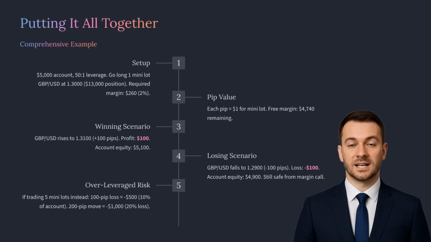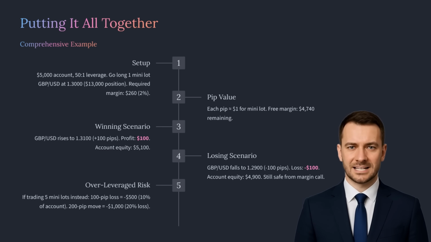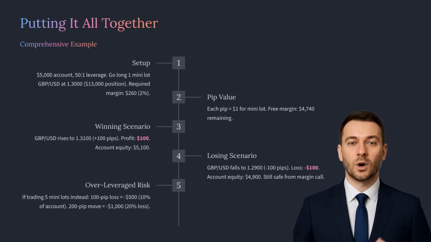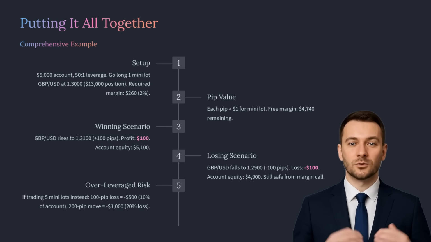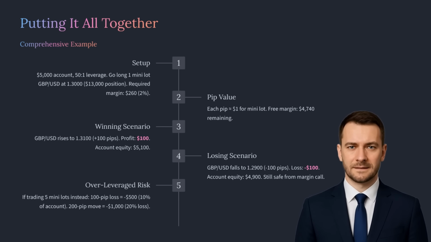Each pip for a mini lot of GBP/USD is approximately $1, technically a bit more since USD is the quote currency here, about $1.30 per pip in this case, because pip value is 10,000 x 0.0001 x the USD/GBP rate, but we'll approximate $1 for simplicity. Now, if GBP/USD rises to 1.3100, that's a 100 pip increase. Your profit would be roughly 100 pips x $1 per pip for a mini lot. Your account equity becomes $5,100.